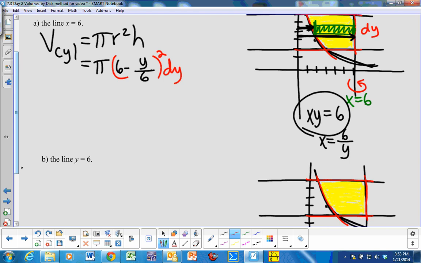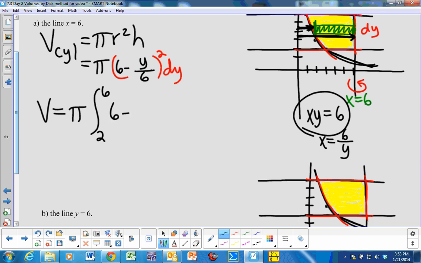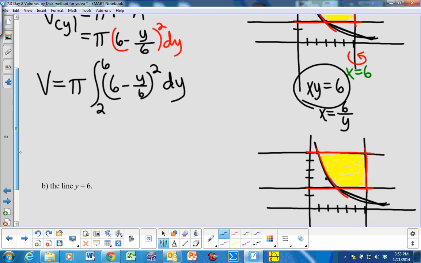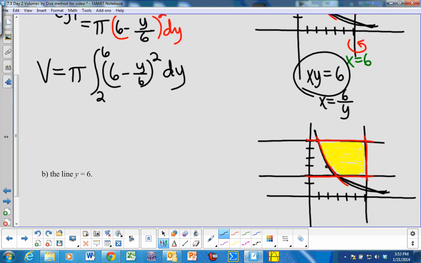So if I want the volume of the entire figure, let me scoot this down a little bit, then I'm going to integrate, because that means I add up a whole bunch of those cylinders over and over again. So again, keep the pi out in front. And I'm integrating with respect to y. Well, it's pretty simple to see where y goes. It goes from 2 to 6, because I had lines there guarding that. So we go 2 to 6, and we have 6 minus y over 6 squared dy. And that is my volume.